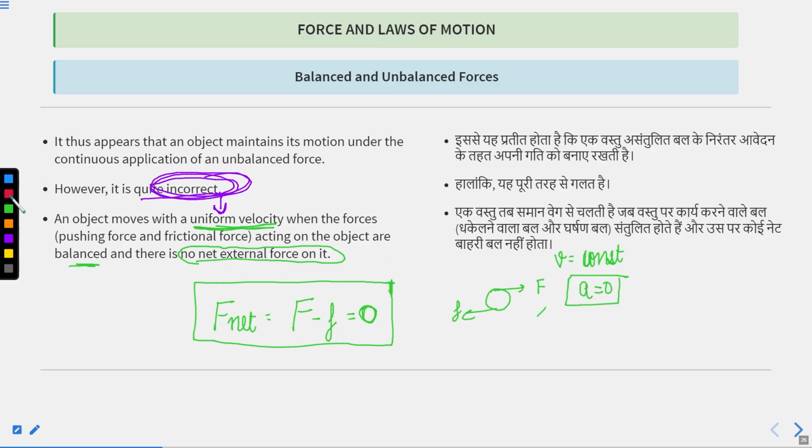So there is a condition: an object which is moving with uniform velocity is not accelerating, or in other words, the net external force, applied force minus friction force, is zero. If the object has uniform velocity, then you don't need to maintain an unbalanced force to keep that object moving. Is it clear, class?